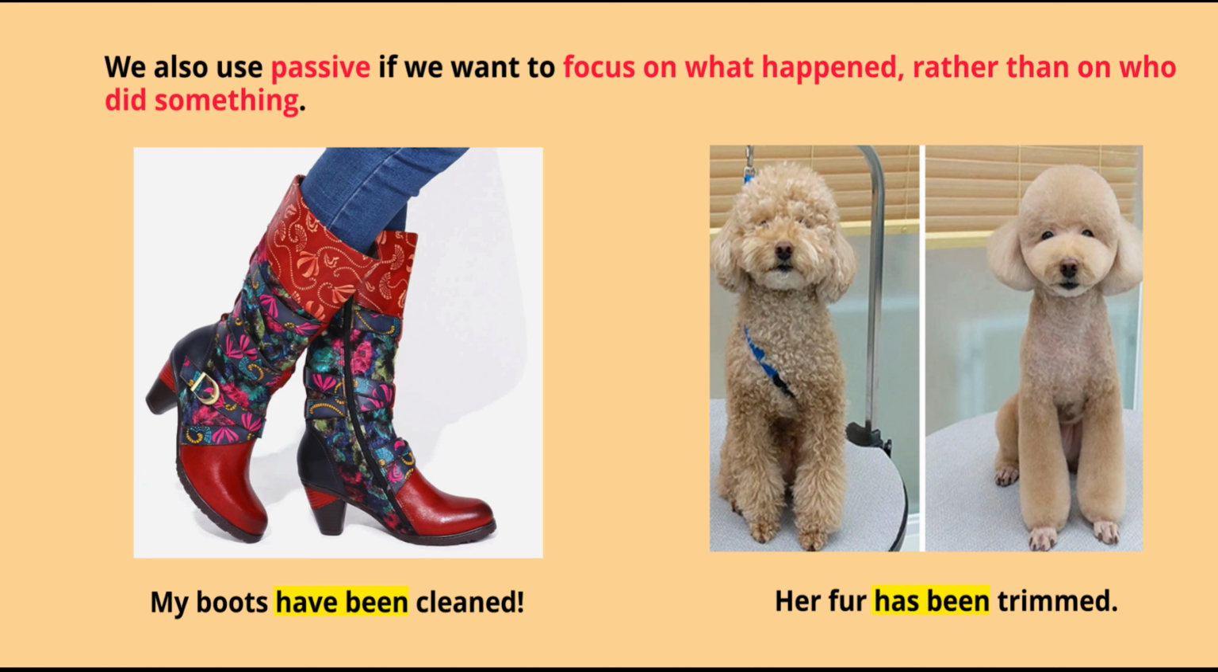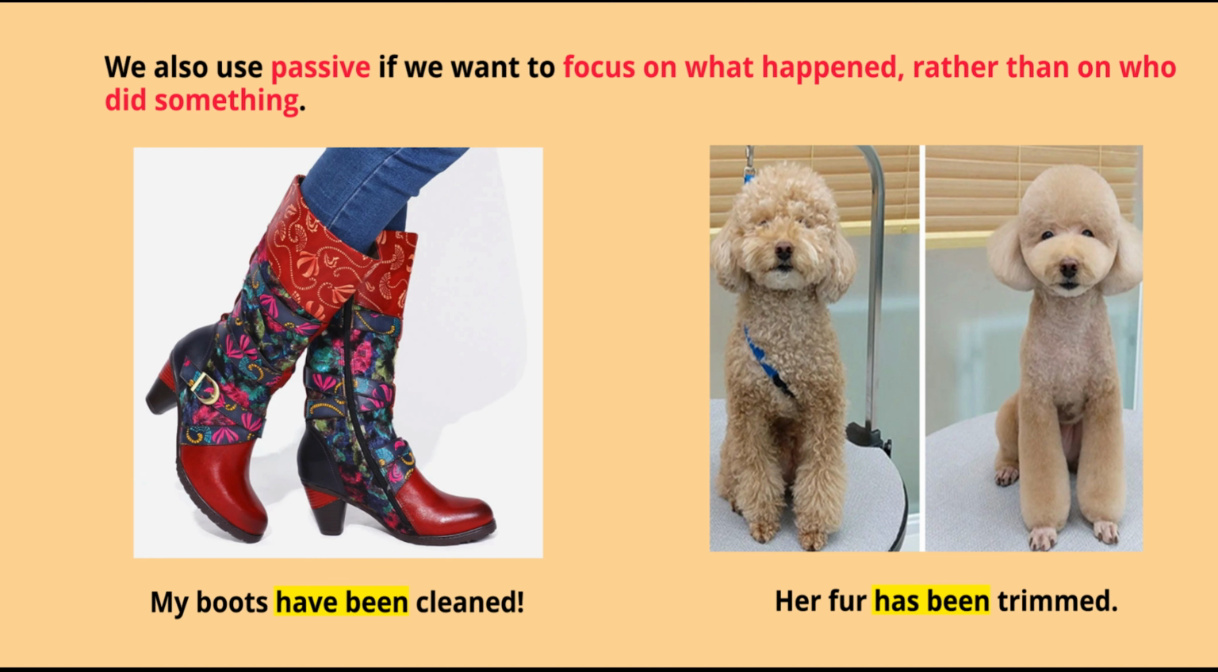We also use passive voice if we want to focus on what happened rather than on who did something. In the first image, you can see nice shiny boots. My boots have been cleaned. So, do you know who cleaned those boots? No, right? But the action was done. So, your focus is on what happened, but not who did it. So, my boots have been cleaned. Have been here is in the passive voice.